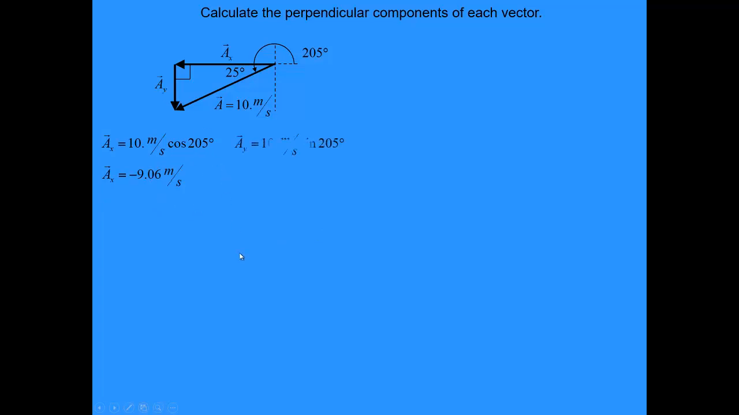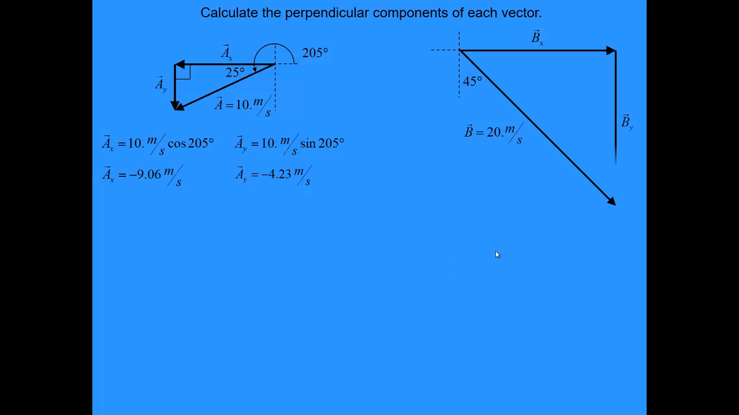Of course, to find A sub y, we'll just use hypotenuse sine of the angle, which is also a negative because it's down, 4.23 meters per second, extra sig fig. Same idea for vector B. Here is the horizontal component of vector B, B sub x. Here is the vertical component of vector B, B sub y. The angle from 0 would be 315 degrees. Sure, you could take this 45 and do it that way, but again, you would then have to get positives or negatives from context.